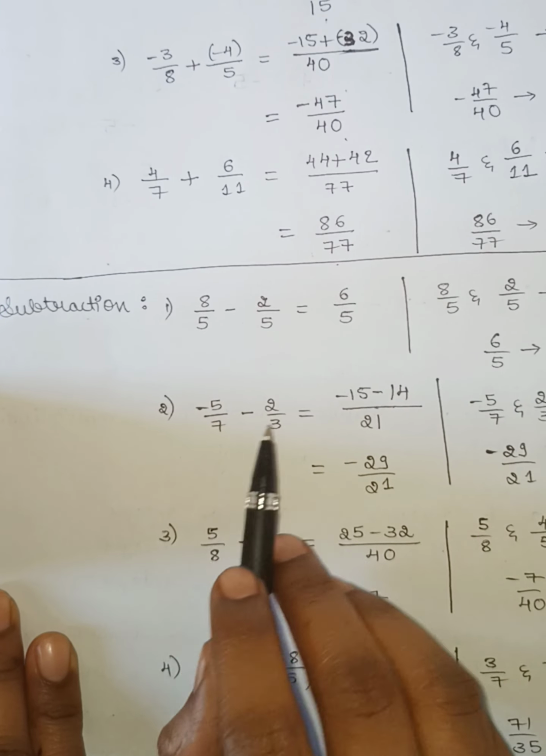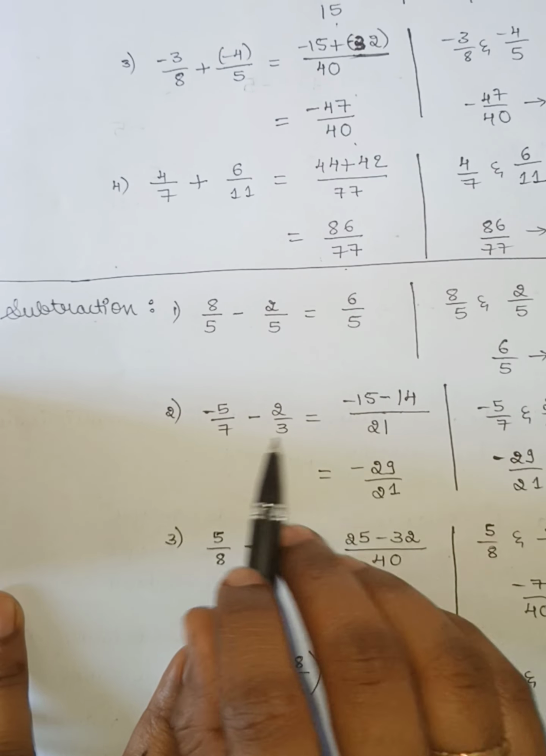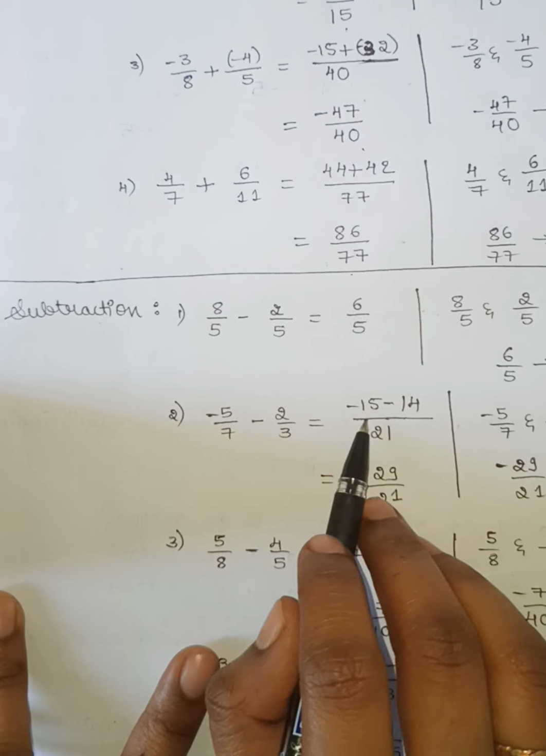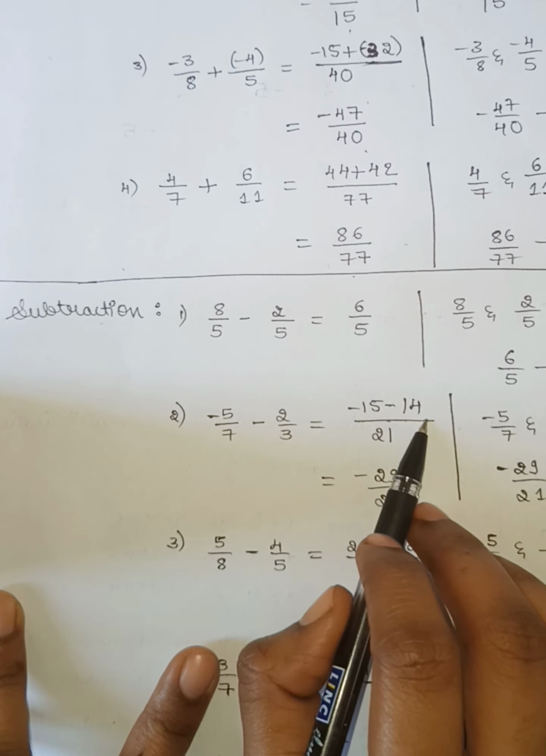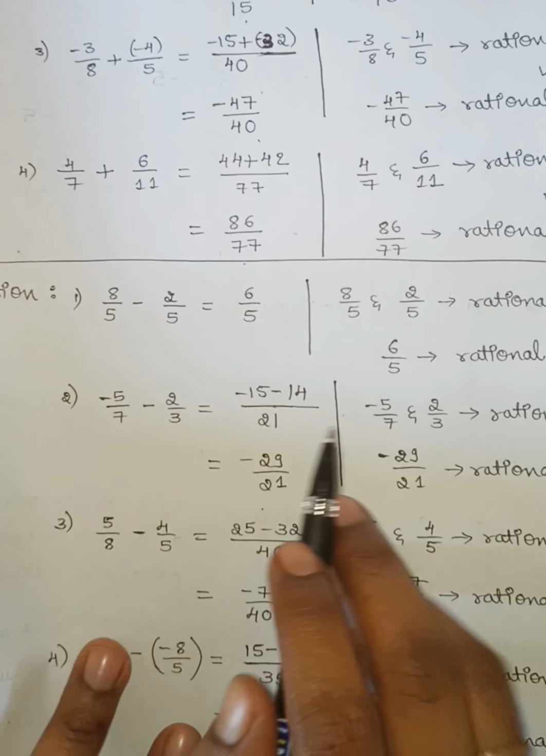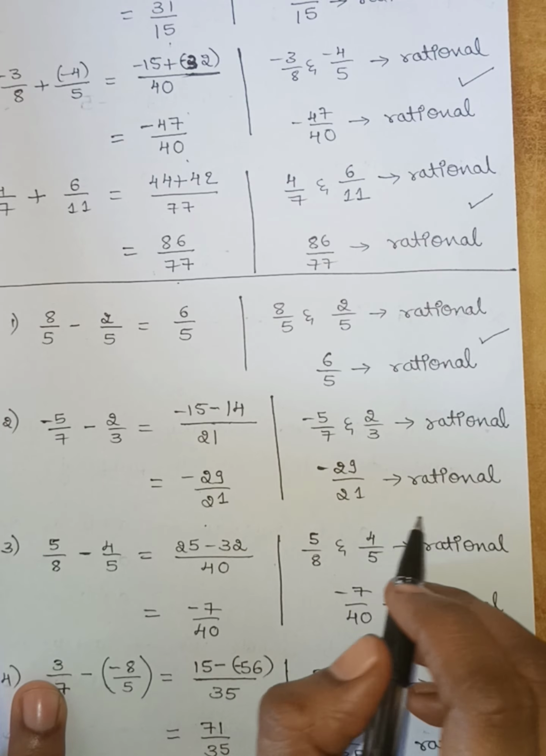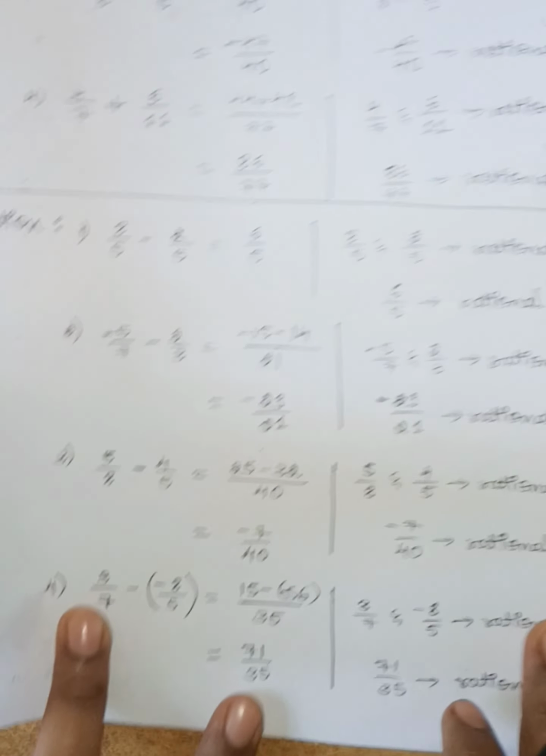Minus 5 by 7 minus 2 by 3. So here 7 3s are 21. 7 3s are 21, 3 5s are minus 15. Minus as it is, 3 7s are 21, 7 2s are 14. Minus 15 minus 14 is minus 29 by 21. So here minus 5 by 7 and 2 by 3 are rational numbers and minus 29 by 21 is also a rational number, so it follows closure property.